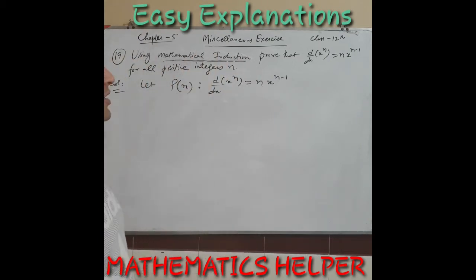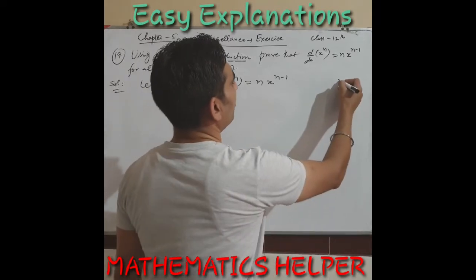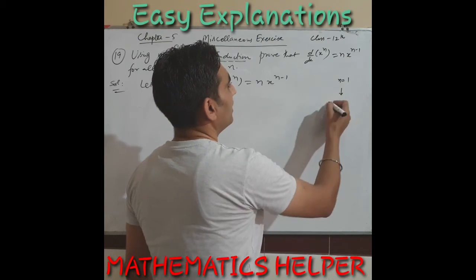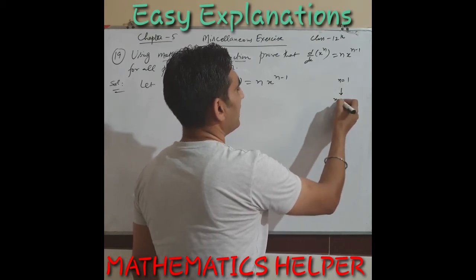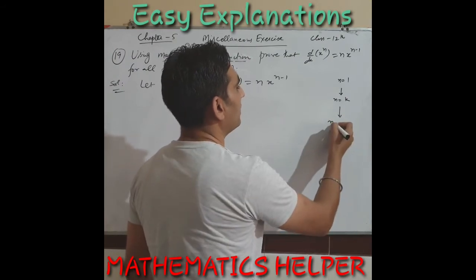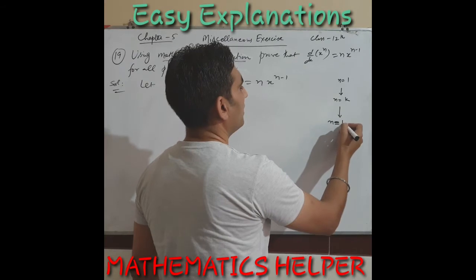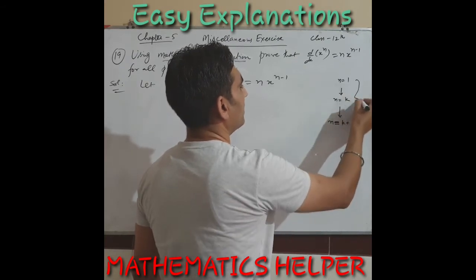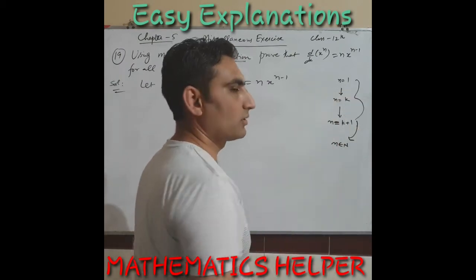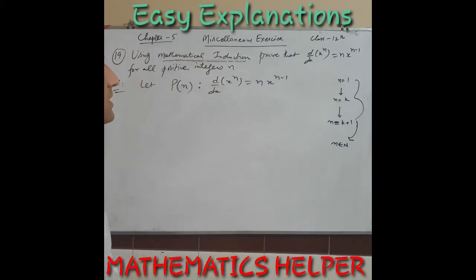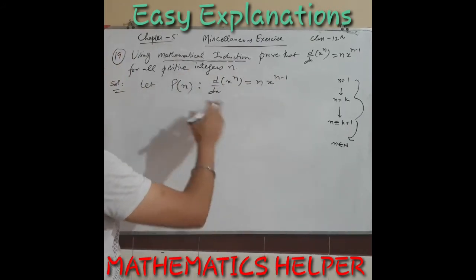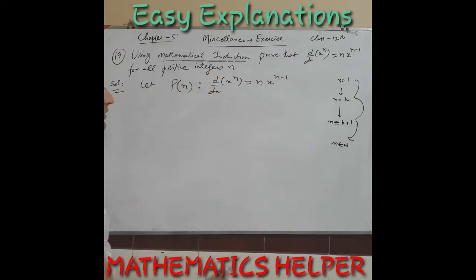And what are the steps of induction? Firstly, we prove our statement is true for n equal to 1. Then we assume our statement is true for n equal to k. And lastly, we go for the next value, meaning we prove our statement is also true for k plus 1. And if they all are true, we generalize that our statement is true for all natural numbers. So we will write that this statement is true for all positive integers n.